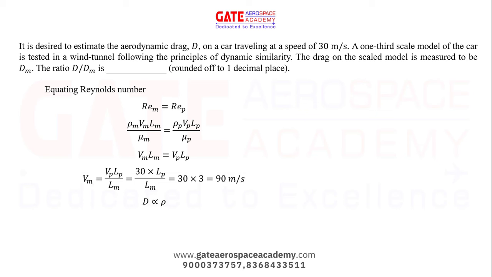So drag is proportional to rho L square V square, that is rho A V square, right? So in terms of ratio, we can write Dp divided by Dm is equal to rho p Lp square Vp square divided by rho m Lm square Vm square. Let's substitute. Rho is constant. Lp by Lm is 3. So 3 square into 30 square divided by Vm, that is 90 square, is equal to 1.